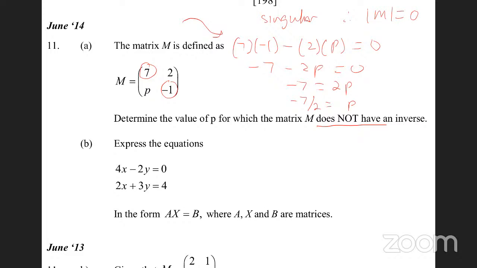Next one, let's do the simultaneous equations.